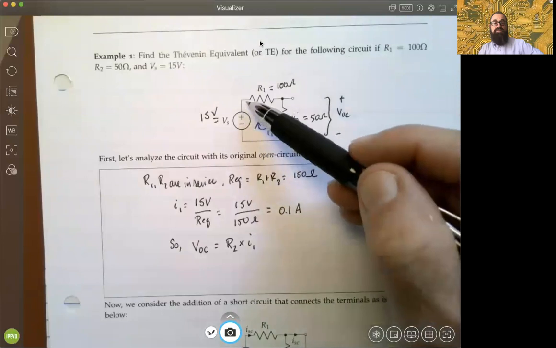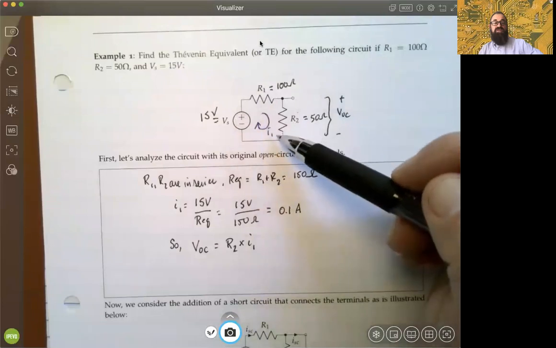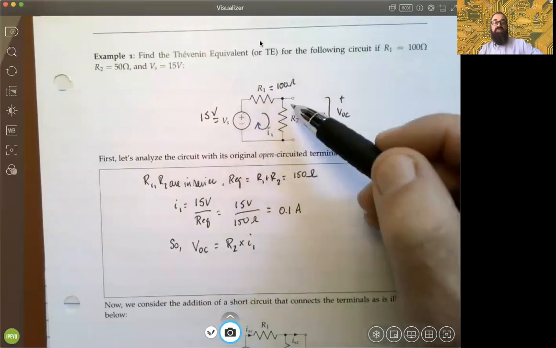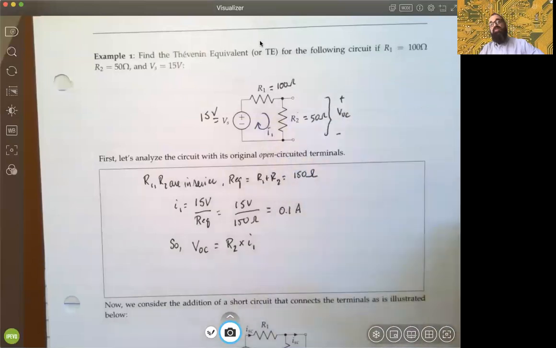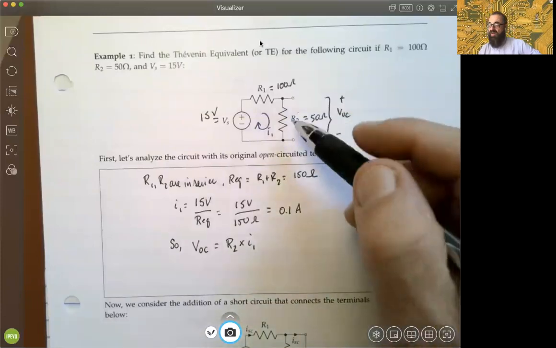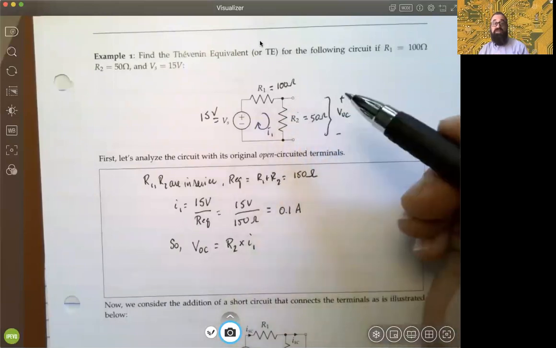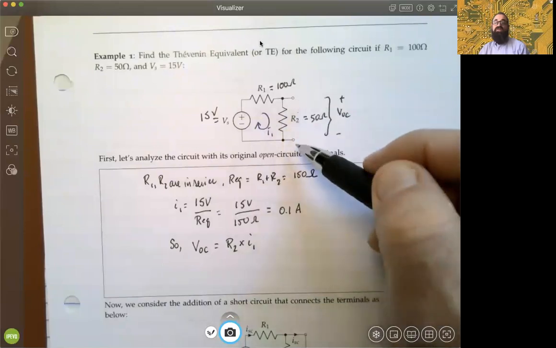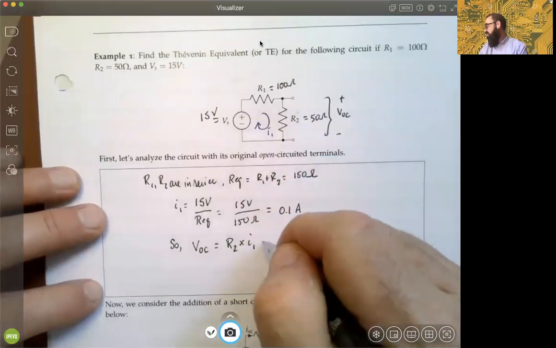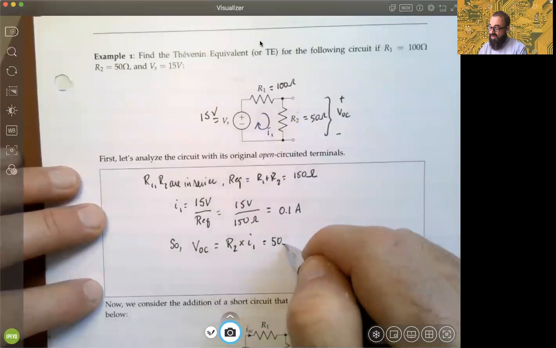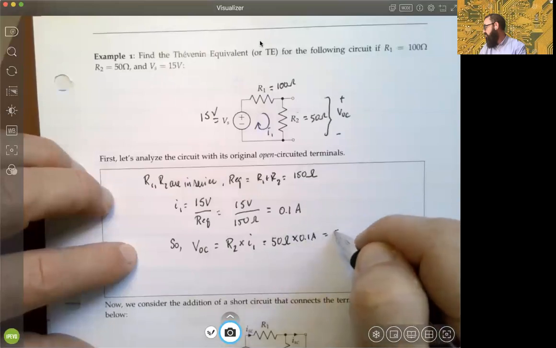Not through R1, because those two are in series, so the voltage is distributed. The 15 volts is distributed between R1 and R2 in this series connection, but between the open terminals, whatever that voltage is has to be exactly the same as that across R2. Much in the way that if we had another resistance out here, those two things would be in parallel and the voltage is shared. Same thing here: the voltage between the open terminals is the same voltage you have between the terminals of R2. So by Ohm's law, you get 50 ohms, the resistance of R2, times 0.1 amps, and you get 5 volts.